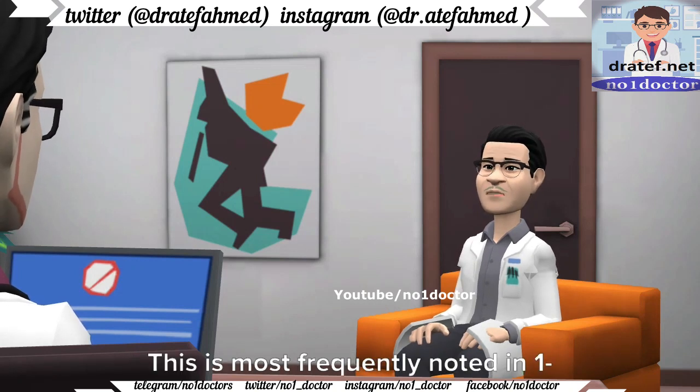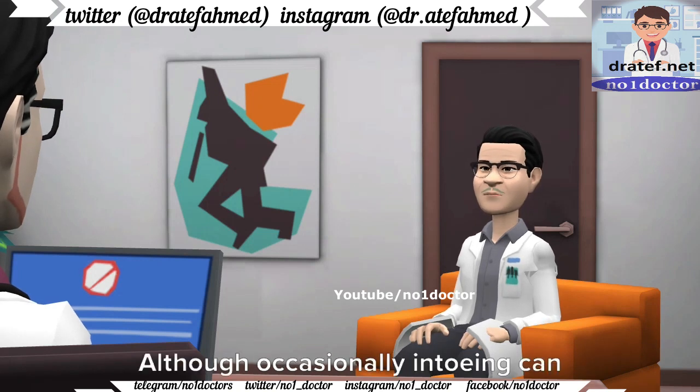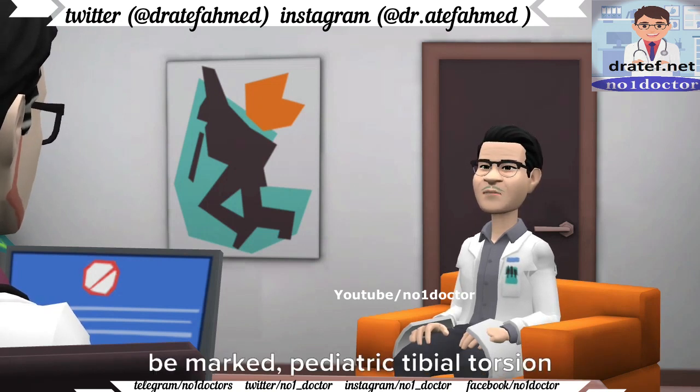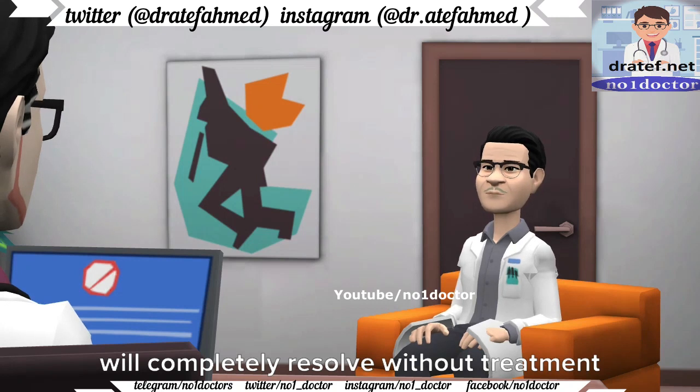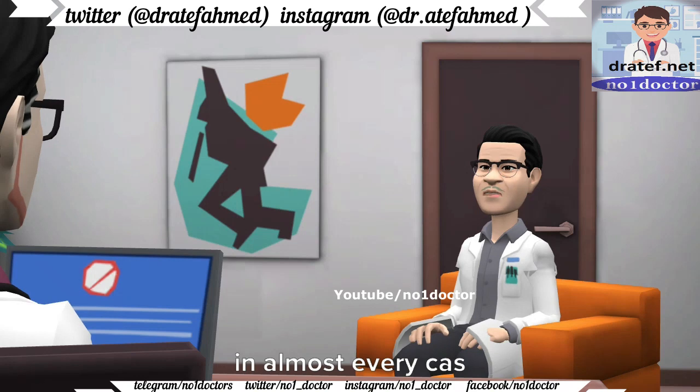25% of cases are bilateral. Tibial torsion is the most common cause of an intoeing gait. This is most frequently noted in 1 and 2-year-old children. This is often bilateral. Although occasionally intoeing can be marked, pediatric tibial torsion will completely resolve without treatment in almost every case.